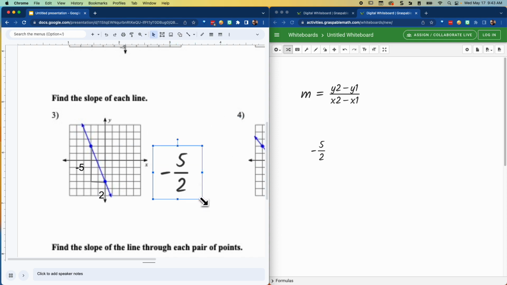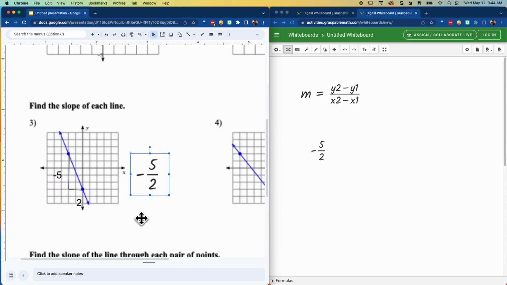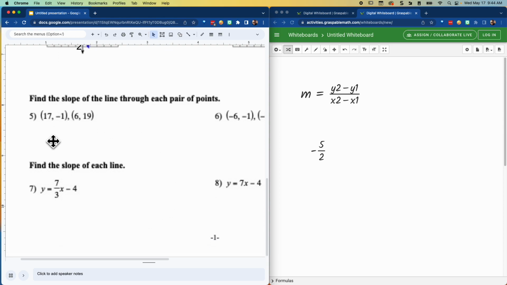So that's that slope, negative 5 over 2. It's negative because we're going downhill left to right, or that it's dropping as y changes over x. And you can also predict that number 4 is going to be a negative slope, but I'll let you calculate those differences.